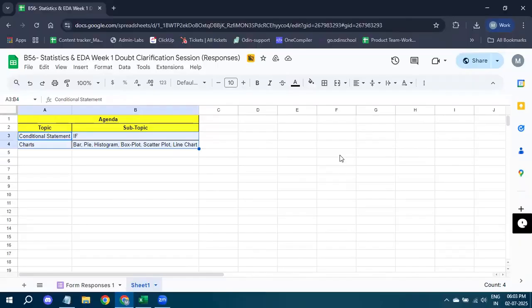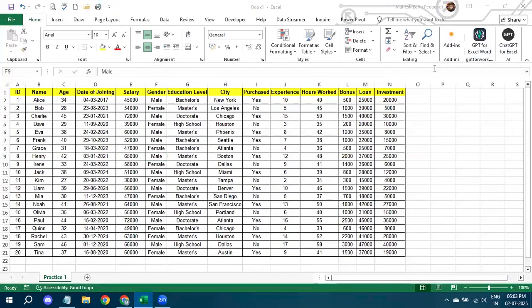Okay, Anil, my camera is not working, so that is the reason the camera is off. Okay, guys, is my audio clear apart from the camera? Okay, thank you. Without any further delay, guys, we will start the session. First, the if condition. I hope my screen is visible. The Excel sheet, were you able to see?